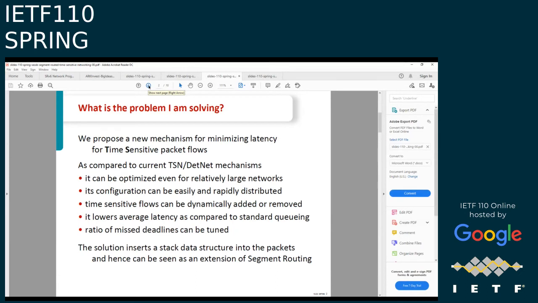and I want to propose a different mechanism. But from the point of view of this draft, all I'm proposing is the outside portion, that is, what has to be done with the packet, rather than actually explaining how it has to be optimized. Simulation results and all those will be reported elsewhere. So the main idea is I'm going to insert a stack data structure into the packet, similar to what is done in segment routing but with different information, and it can be integrated with segment routing. Next slide, please.